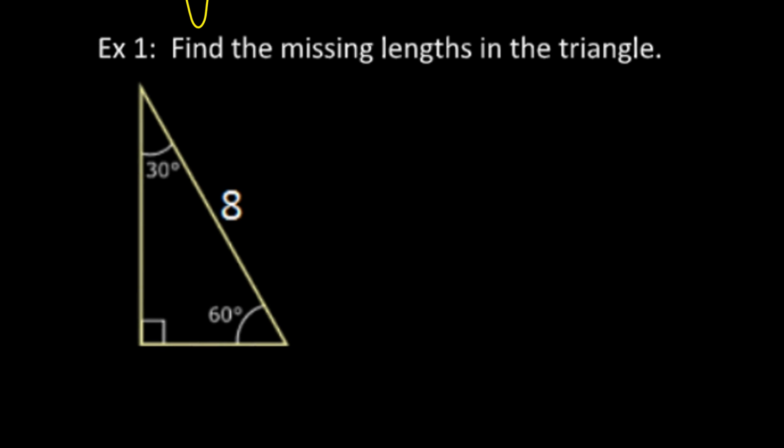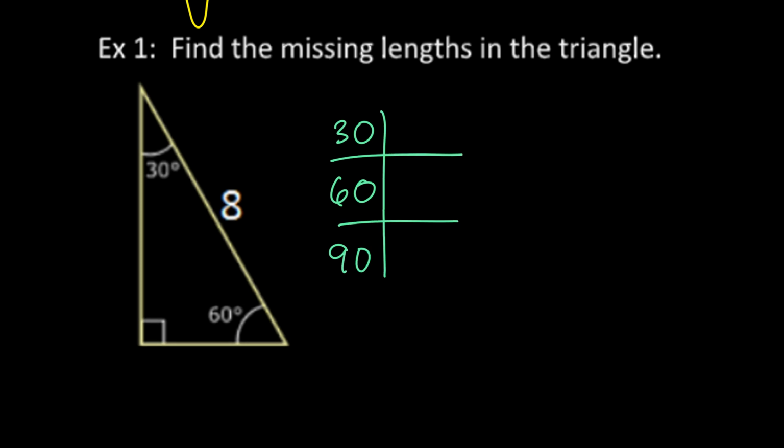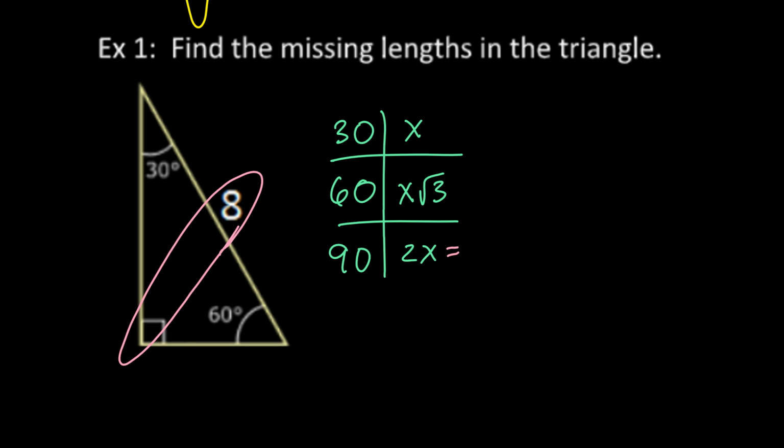So let's try it. Find the missing lengths in the triangle. And this is a what triangle? 30, 60, 90. So we're going to draw our 30, 60, 90 chart with x, x square root 3, 2x. Now, what value did it give us? Which is across from the 90. So, does this mean x is equal to 8?